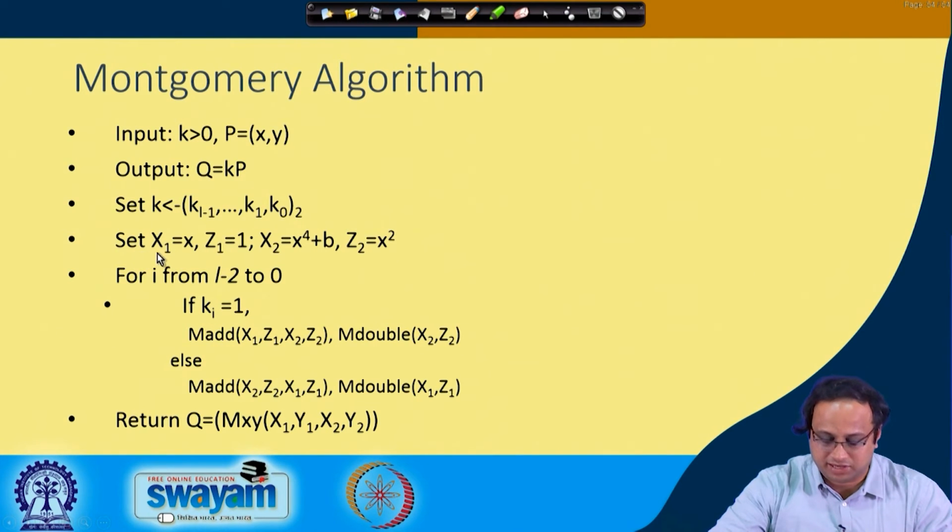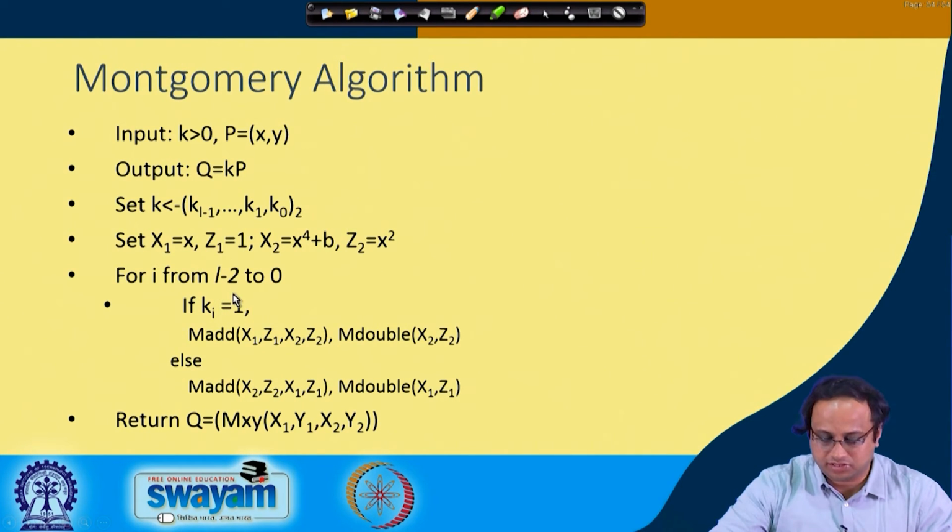So, essentially I have done exactly nothing, but I have just written x1 equal to x. You see, I am just processing only on x and z's, because I do not need the y coordinates. Again, we have written the x2 to store the doubling operation, and that is exactly the equation that we derived in the last slide.